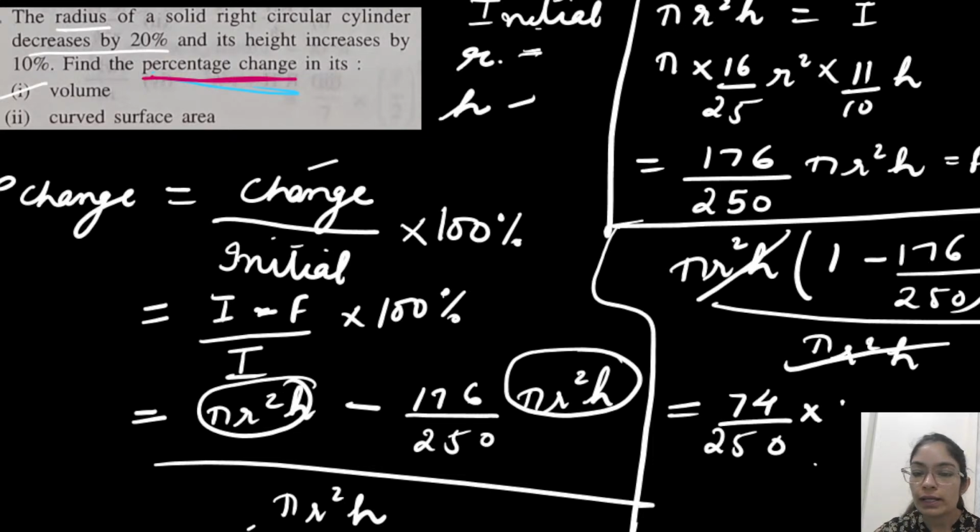74 by 250 into 100 is also there. Here with 100 we are multiplying. So here I just skipped the into 100. So the 0 here will get cancelled. Just simplify this and tell me the answer. So that negative sign which you have written, it should not be negative. Percentage change, change we will always write in a positive way.